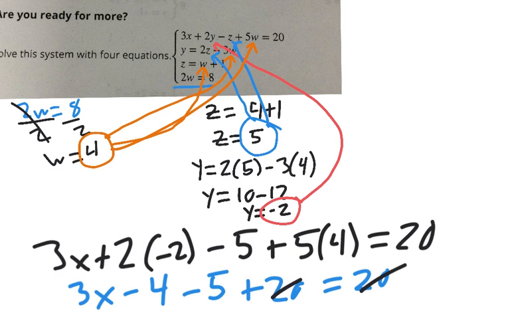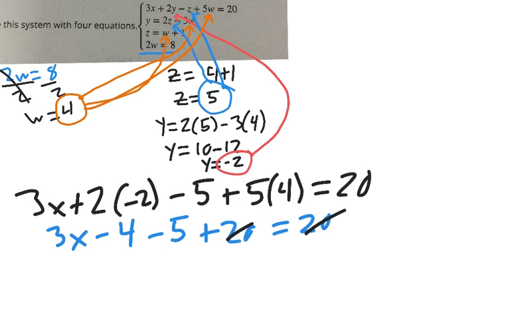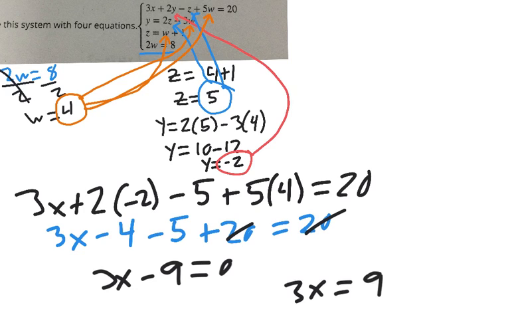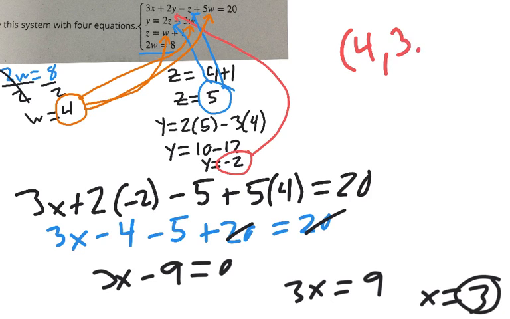The 20s cancel, which means 3x minus 9 equals nothing. So 3x equals 9, so x equals 3. So the ordered quadruple would be 3, no, it'd start with W. It would be 4, 3, negative 2, 5.